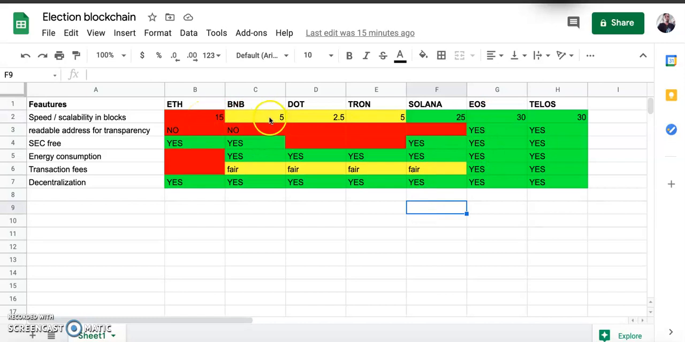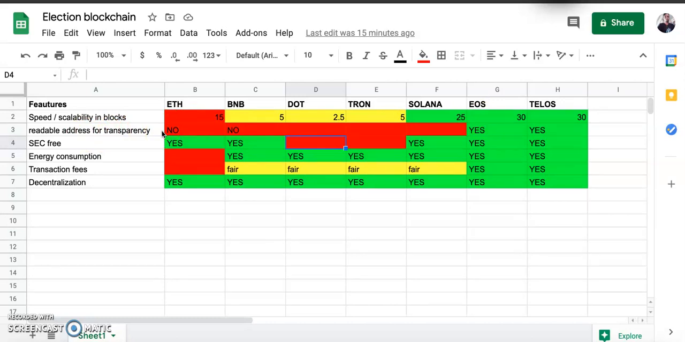That means BNB is 5 times faster than Ethereum, DOT is 2.5 times faster. I think I did do this right. Yeah, 2.5 times faster than Ethereum. So EOS and Telos are 30 times faster, 30 or 300 times faster, but let's just work with 30, than Ethereum, right? Human readable addresses.